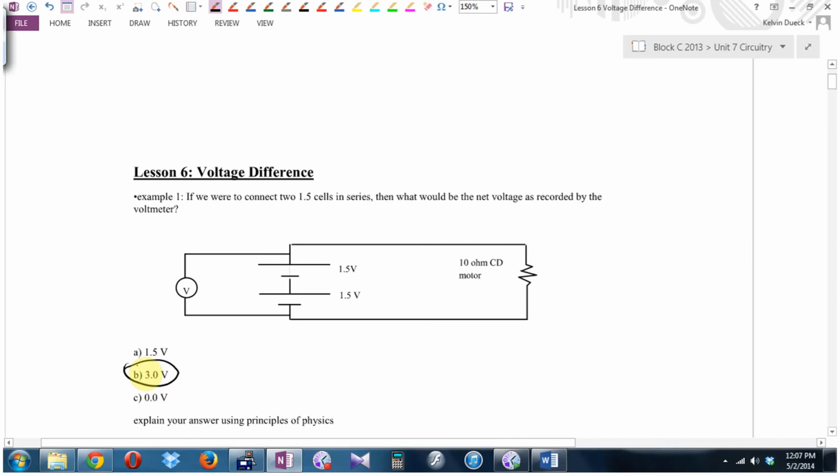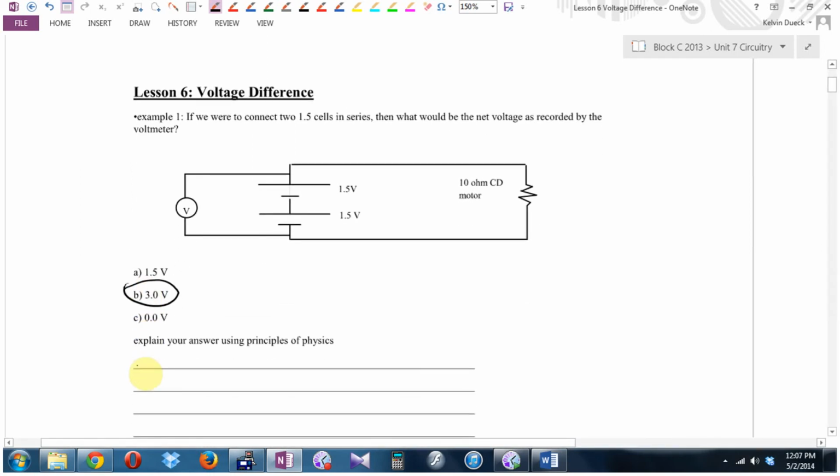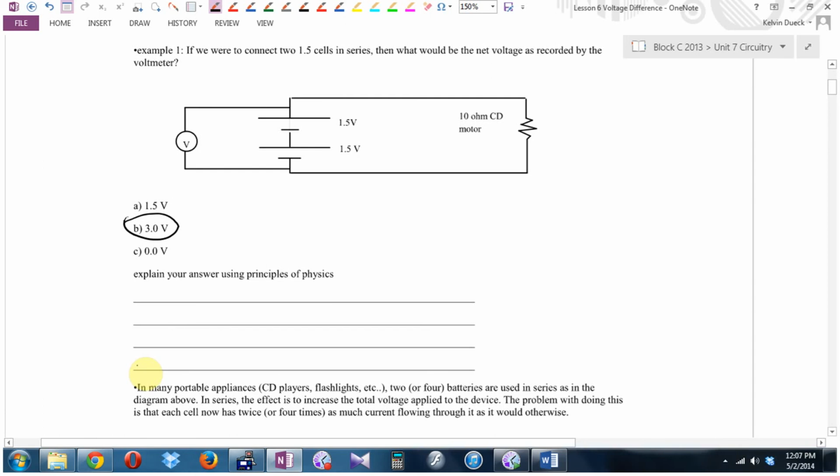You know what? In my chairlift analogy, here's what it means. You went up a 1.5 volt high chairlift, and then you got another 1.5 volt high chairlift and went up that. How high have you gone? What's the voltage? 3 volts. We will put batteries in series in certain small devices. So I wrote down here, in many portable appliances, CD players, flashlights.